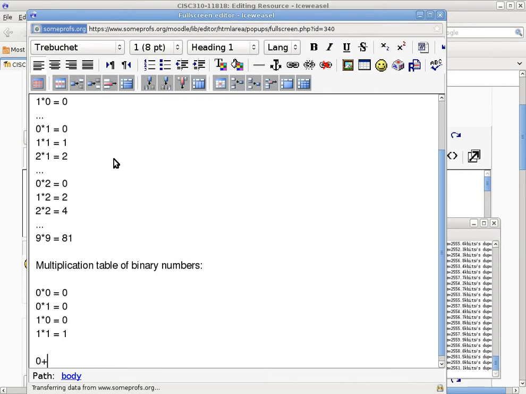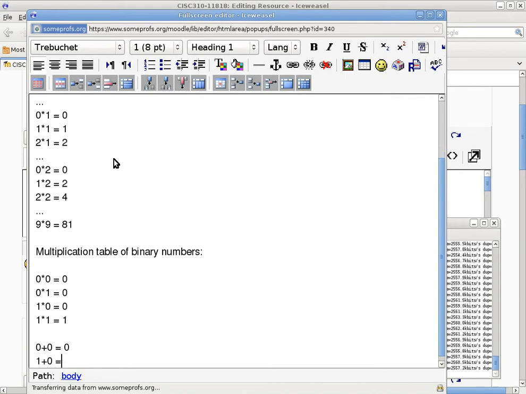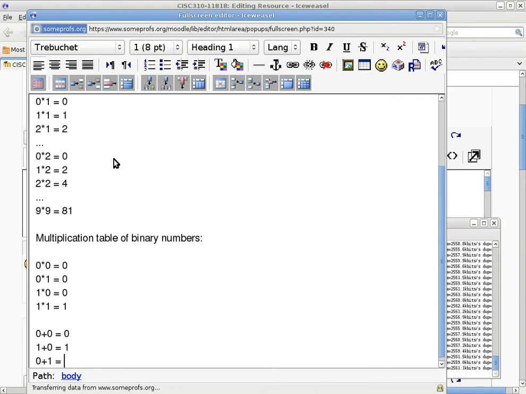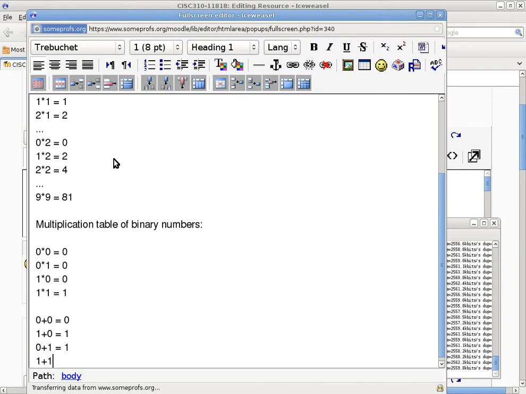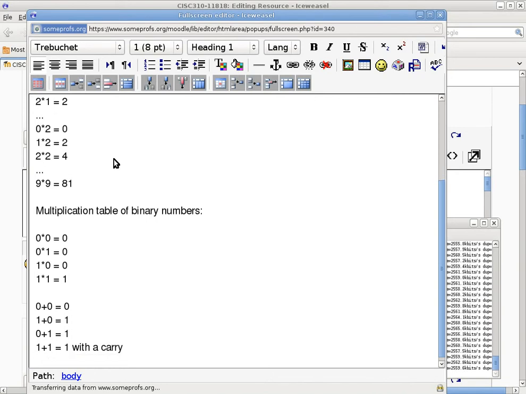Oh, it's easy, right? 0 plus 0 is 0. 1 plus 0 is 1. 0 plus 1 is 1. 1 plus 1 is the funny one. 1 plus 1 is 1 with a carry. That's the way I would write it. Or you can call it 1, 1 if you want to. Okay, that's it. The only time you generate a carry is when you add 1 to 1. In all other cases, there's no carry.